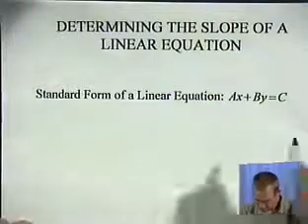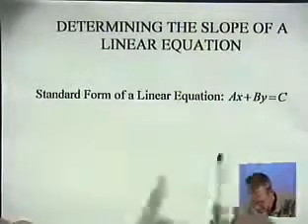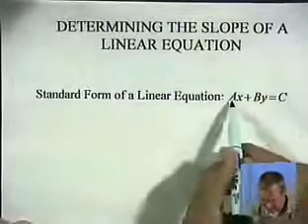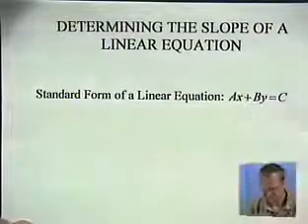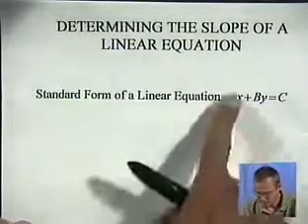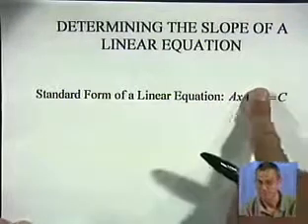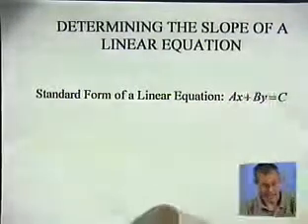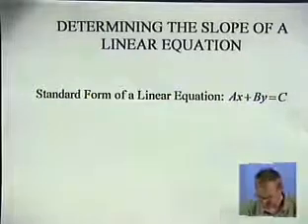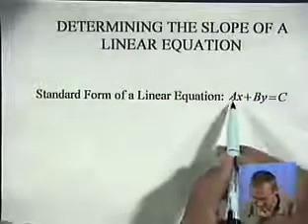Well, first of all, there's going to be three cases. There's going to be the case where a and b are both not 0. There's going to be a case where a is 0. There's going to be a case where b is 0. So we'll investigate all three cases in this lecture. Let's first investigate the case where a and b are both non-zero.